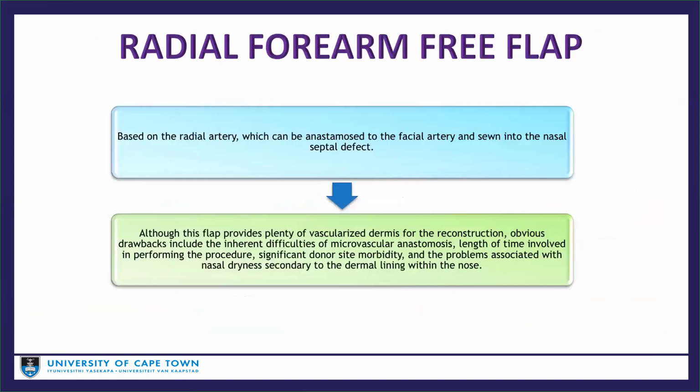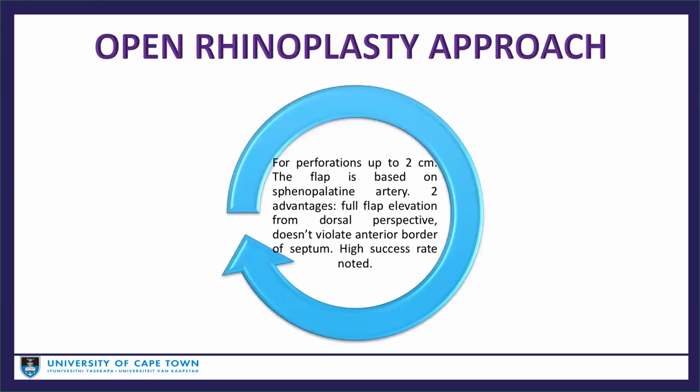A radial forearm free flap can be used for large defects. However, it is associated with donor site morbidity and can lead to nasal dryness, secondary to the dermal lining within the nose. For perforations up to 2 centimeters, one proceeds to do an open rhinoplasty approach, and this flap is based on sphenopalatine artery. The advantage is that there's full flap elevation from dorsal perspective and a high success rate.